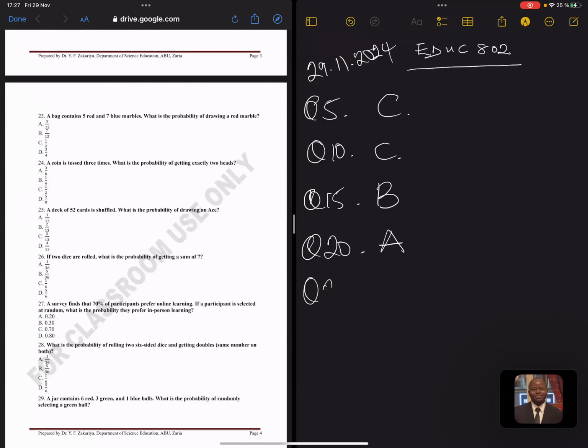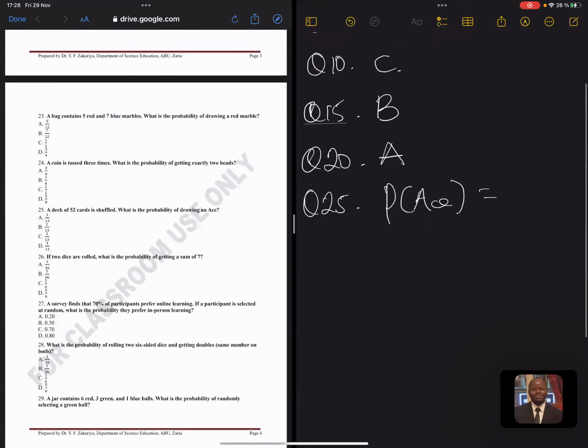Problem 25 says, a deck of 52 cards is shuffled. Of course, a normal deck of playing cards should contain 52 cards. What is the probability of drawing an ace? The probability of drawing an ace will be the number of aces in the deck divided by the total number of cards. How many aces do you have in the deck of cards? You agree with me, it is 4 divided by 52.